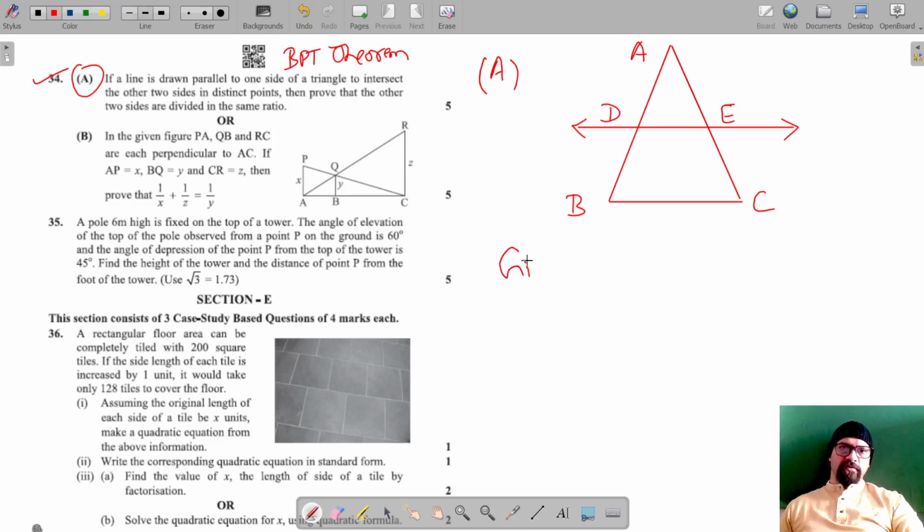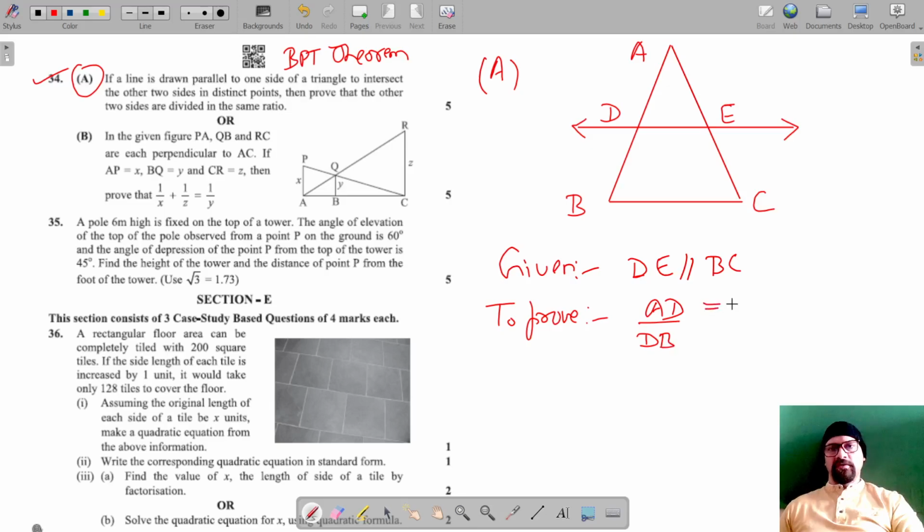Okay, so what is given to us is that DE is parallel to BC, and we have to prove that AD by DB is equal to AE by EC. And for this, we are going to do some construction. We are going to draw perpendicular from D to AC and from E to AB. And we are going to join DC and we are going to join BE.